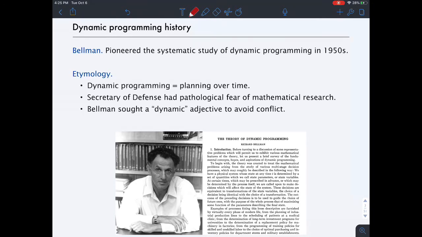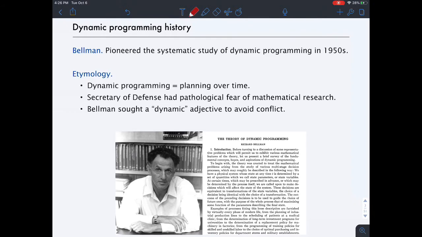And when he wanted to promote his own research, at that time, the Secretary of Defense had a pathological fear of mathematical research. So Bellman figured that maybe if he came up with a name for this technique that's not very comprehensible to the Secretary of Defense or the funding agencies, maybe they would just let him go and do his own research.